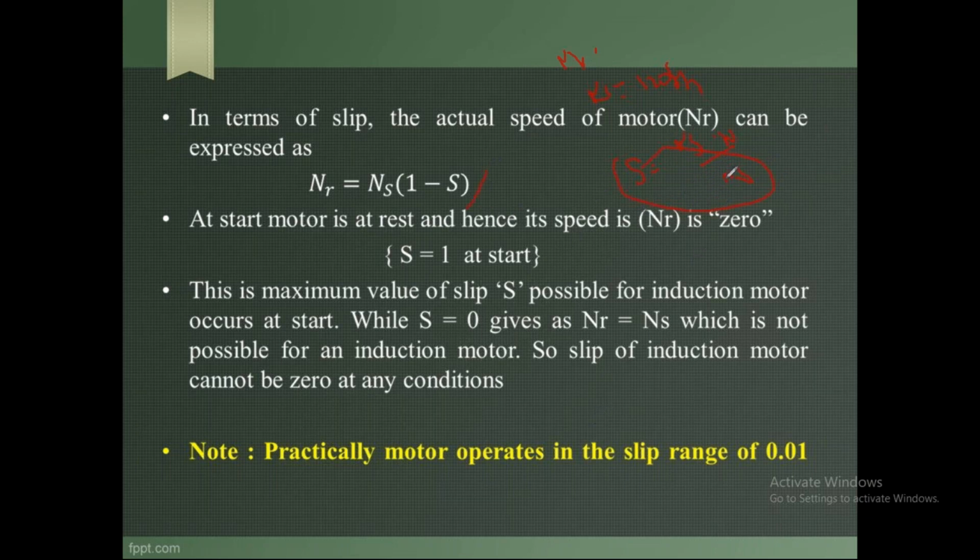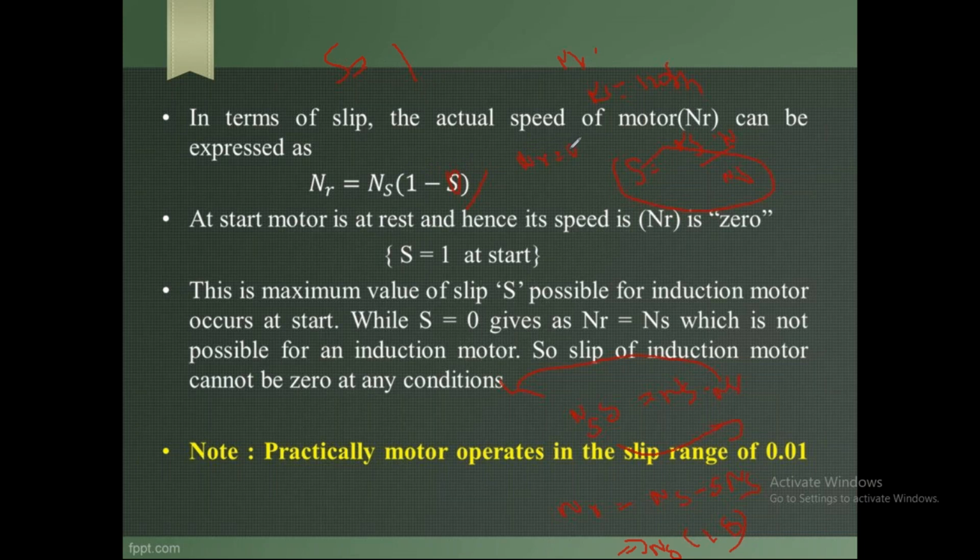Why? Just cross multiply this: Ns into S equals to Ns minus Nr. If you want to find the rotor speed, just bring this to this side and this one to that side. So Nr is equals to Ns minus S into Ns, and taking Ns common, Ns into 1 minus S. Okay, now suppose what is the S value at starting condition? What is the S value at starting condition? 1, right? Suppose if you substitute 1 here, what will we get? Nr is equals to 0.